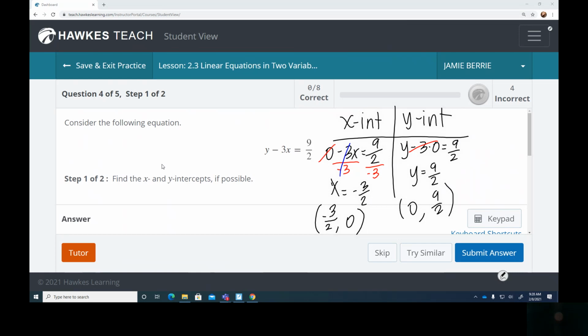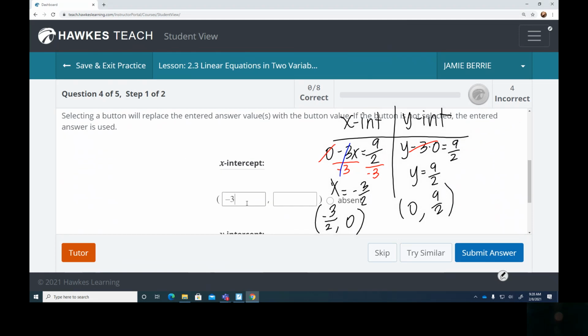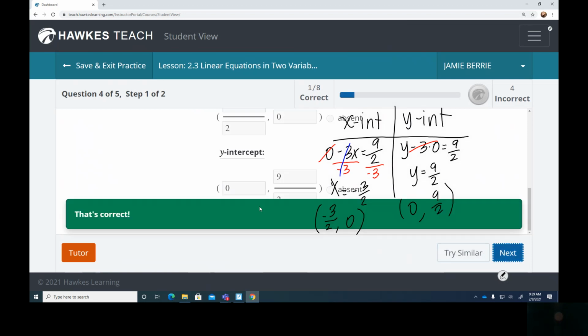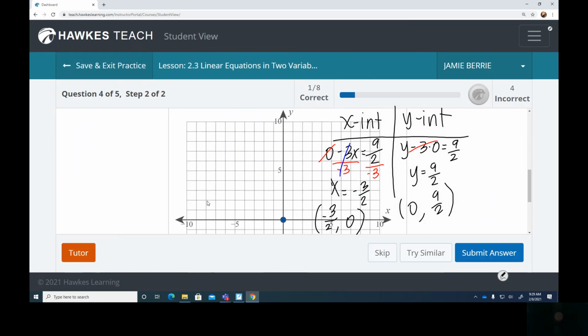Okay, so let's plug these in, and then we will see how you graph these on Hawks. All right, so -3/2, 0, and 0, 9/2. I'm just using the slash button on your keyboard to make it pop up a fraction. All right, so we'll try that. That's correct. Let's look at the next part.